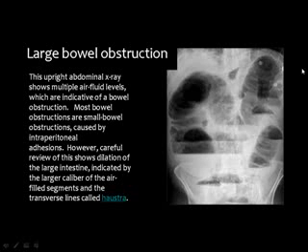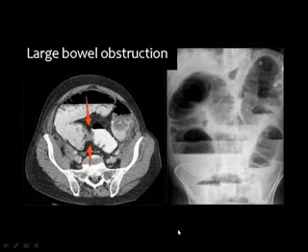And in this case, you can see multiple air fluid levels in the colon as well as in the small bowel, but you usually cannot see the cause of obstruction in the plain film. So this is a CT scan of the same case, where you can see a malignant lesion involving the rectosigmoid, the sigmoid colon, and this is the cause of these obstructive changes.